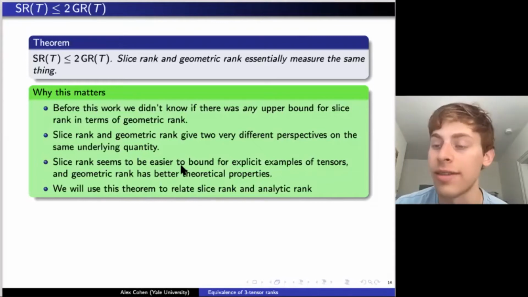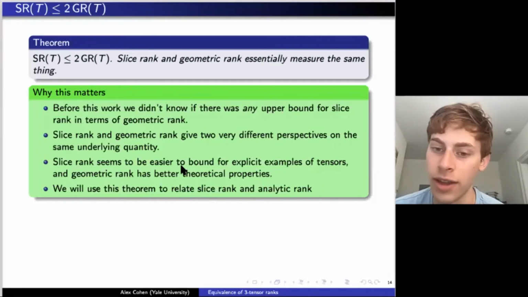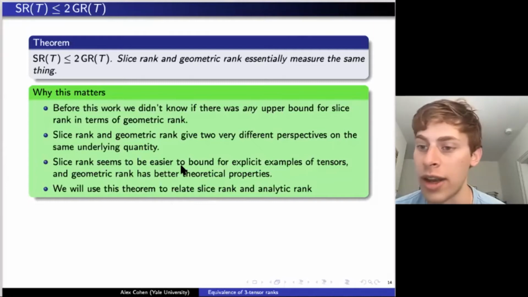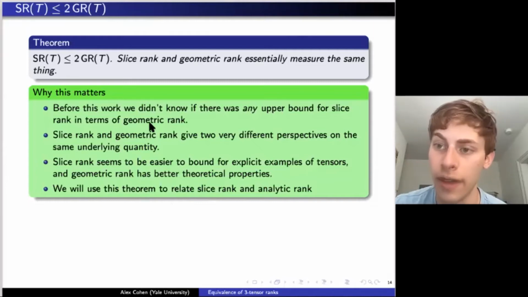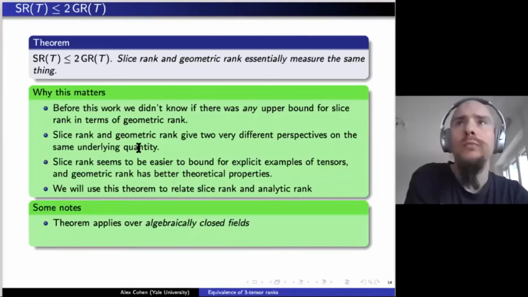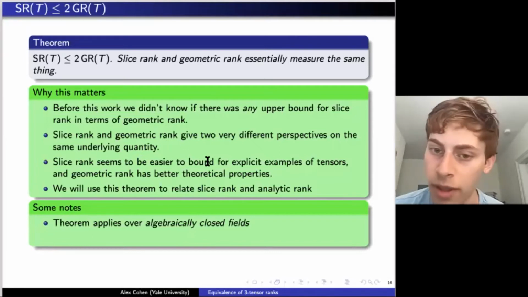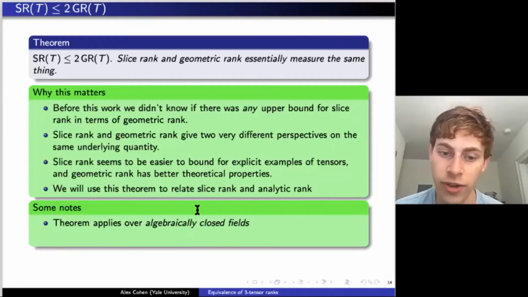a tool in order to relate slice rank and analytic rank, which is somehow the combinatorially more significant problem. And so this theorem is a tool for us in order to do that. Okay, so a couple of comments. About the question of the fields before, which is a very important question for us.